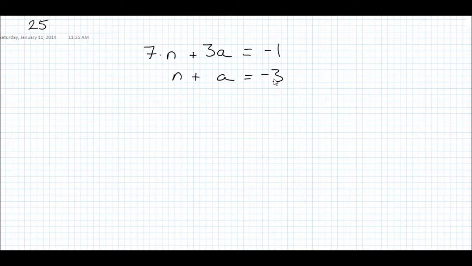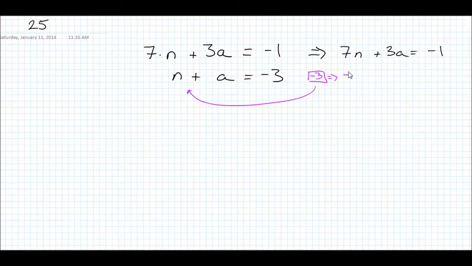Okay, right now you can tell we don't have any coefficients the same, so we can rewrite the first equation over to the right like we have been, because that's not the one we're going to manipulate. We notice if we multiply the bottom equation by -3, we can eliminate the a's. So rewrite it. 7n plus 3a equals -1. Now we're going to multiply the second equation by -3. So -3 times n is -3n, plus -3 times a is -3a, equals -3 times -3 is 9. So we should be able to add these equations together.